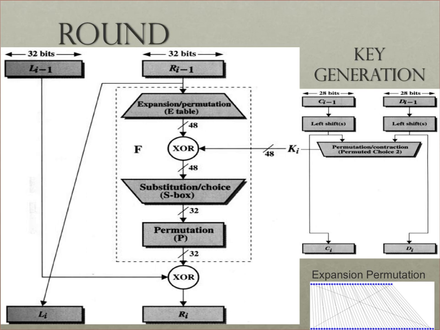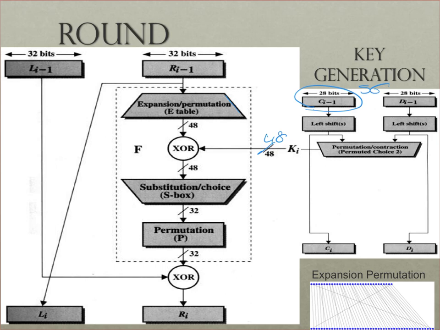So this is how it looks. So we have the 48... so this 48 will be 28 and 28, this is 56, sorry. And 56 will be again contracted to become 48. And this 48 will get input to the round function.